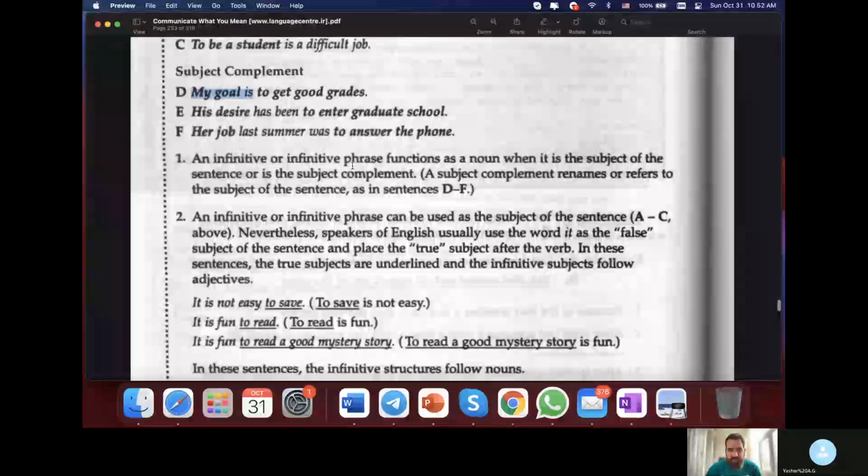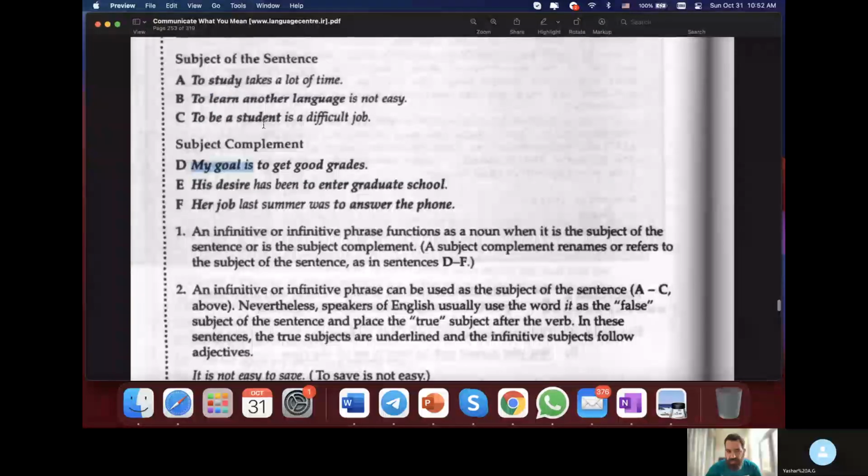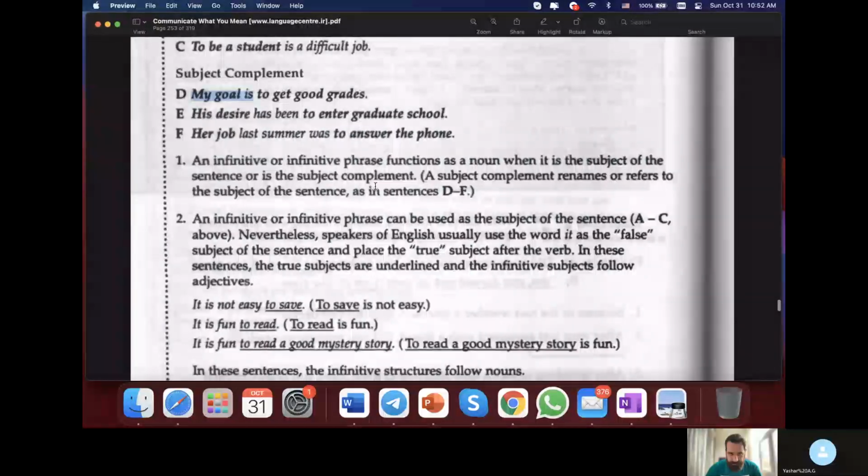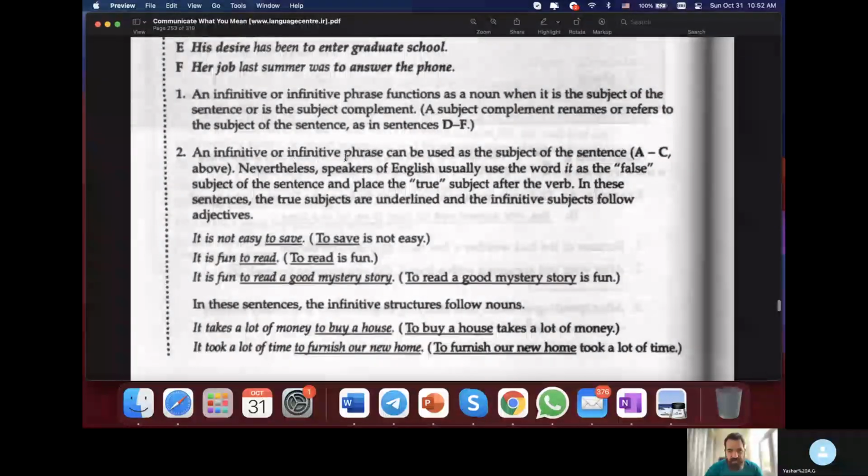An infinitive or infinitive phrase functions as a noun when it is the subject of the sentence, as I told you, or is the subject complement. Subject complement means the complement of the subject. Her job last summer was to answer the phone. An infinitive or infinitive phrase can be used as the subject of the sentence.